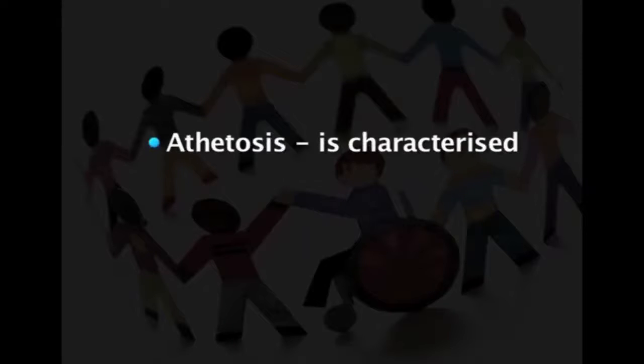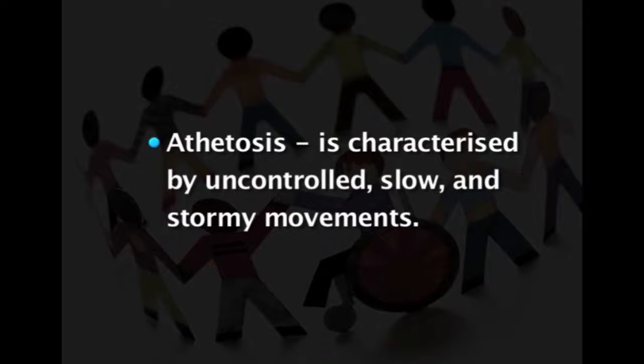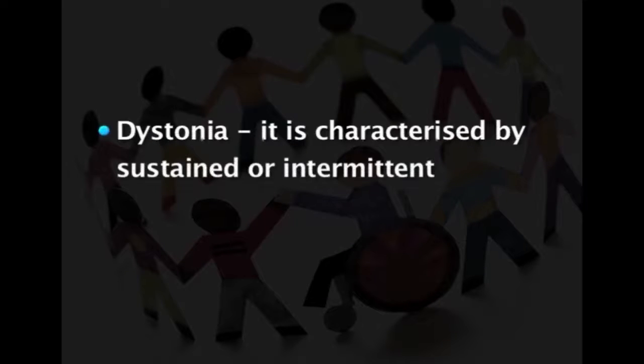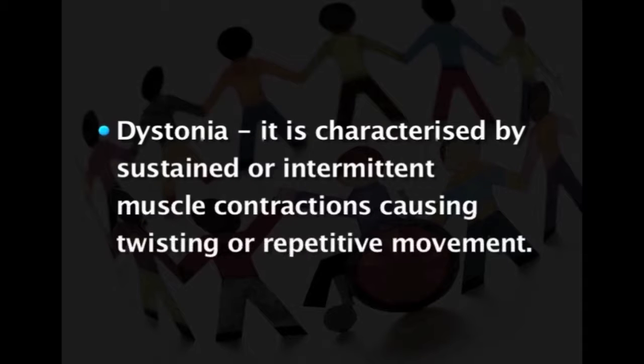Again, there are 2 forms. Athetosis is characterized by uncontrolled slow and stormy movements. Dystonia is characterized by sustained or intermittent muscle contractions causing twisting or repetitive movement.